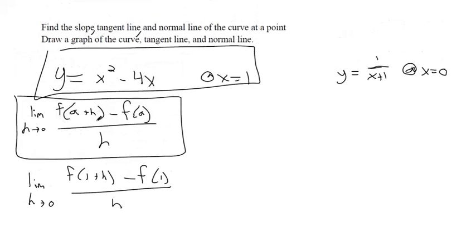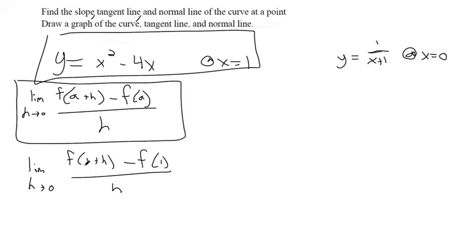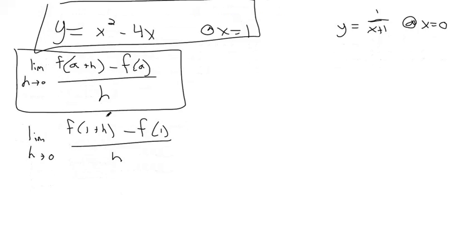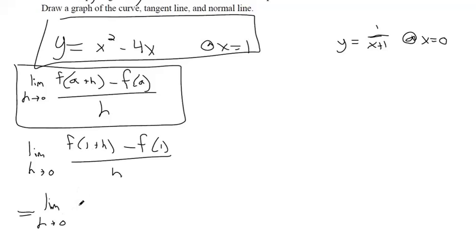Okay, now we can use that function notation. f of 1 plus h says plug 1 plus h everywhere where you see an x up here. So we can do that. Still calculating a limit as h approaches 0. And then 1 plus h goes in for x. That gets squared, minus 4 times 1 plus h.